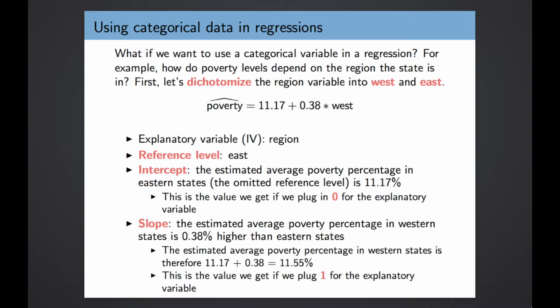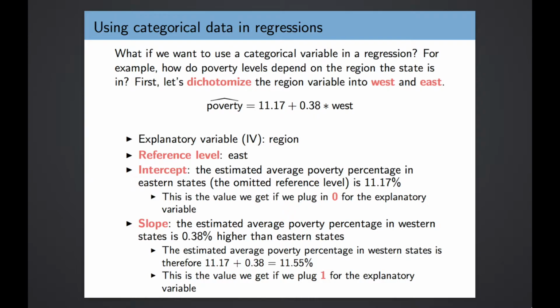And then the slope of the regression line, so B1, 0.38, tells us the estimated change in the outcome variable for a 1 unit increase in x. So a 1 unit increase in x, this region variable, means moving from value 0 to value 1, or moving from an eastern state to a western state. So this tells us that the estimated average poverty percentage in western states is 0.38% higher than in eastern states.